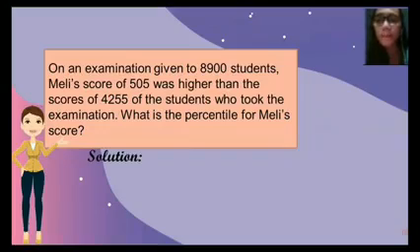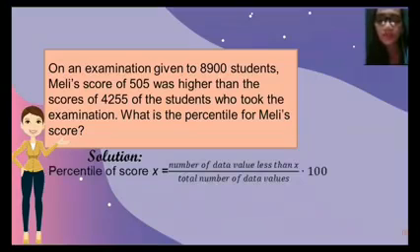So here, we will be finding out the given data. The number of data values less than x is 4,255 of the students. And our total number of data values is 8,900, because it is the overall total of the participants in the examination. Then we will be multiplying it by 100.